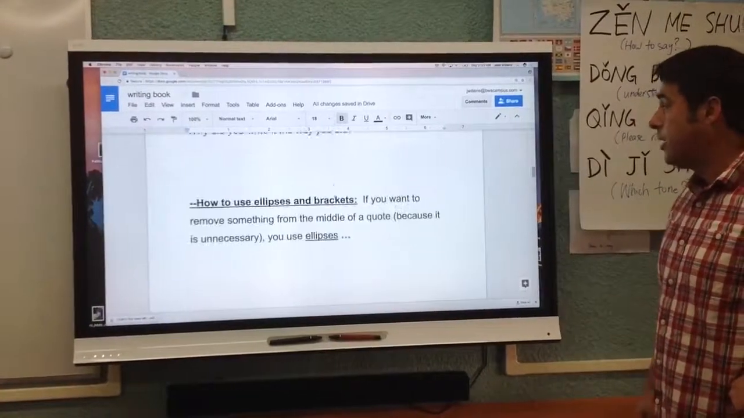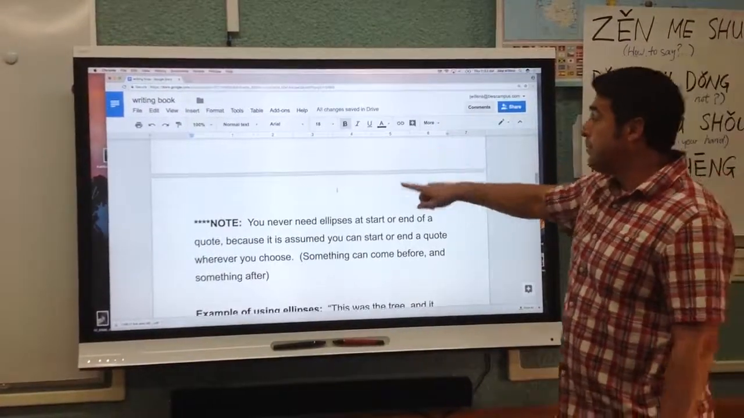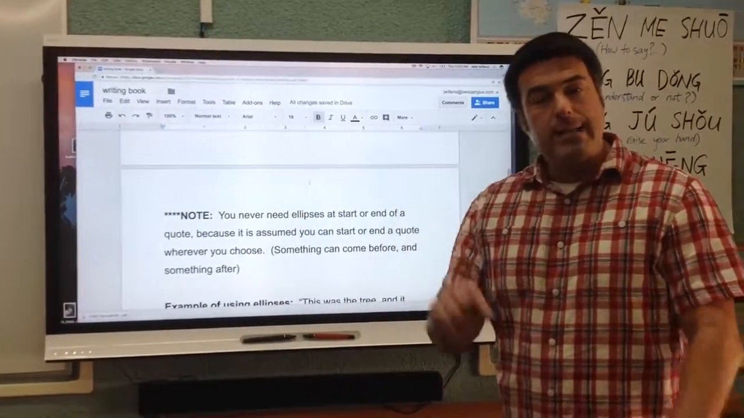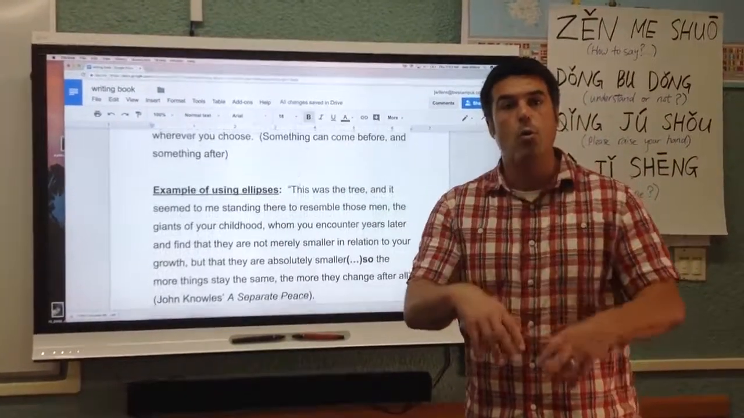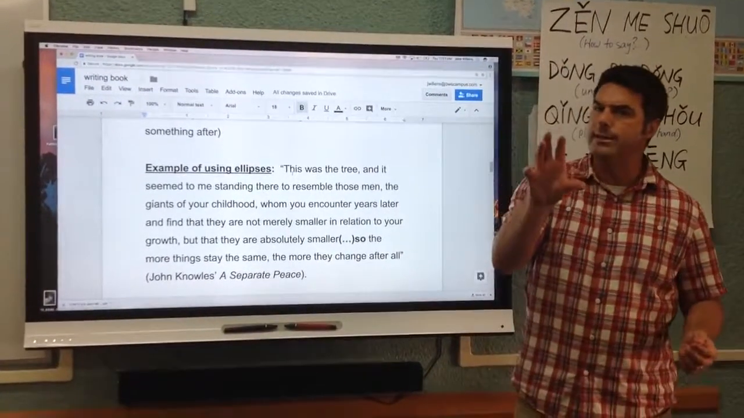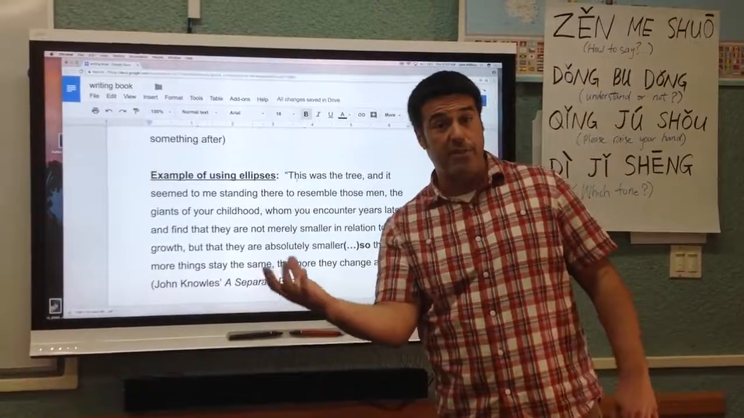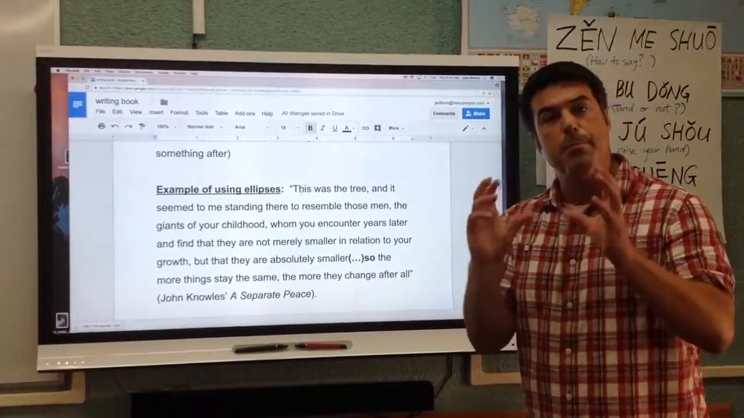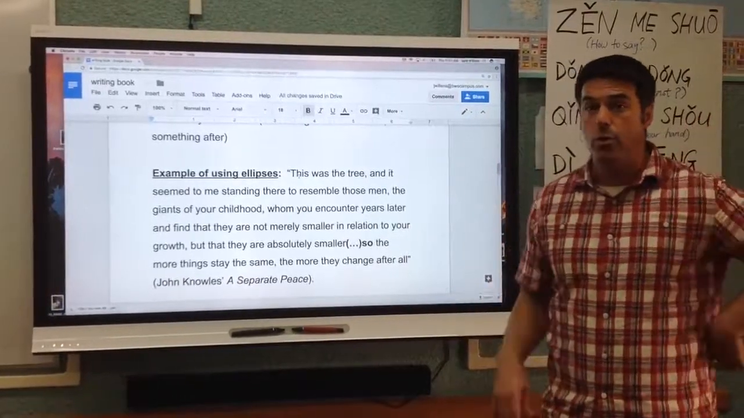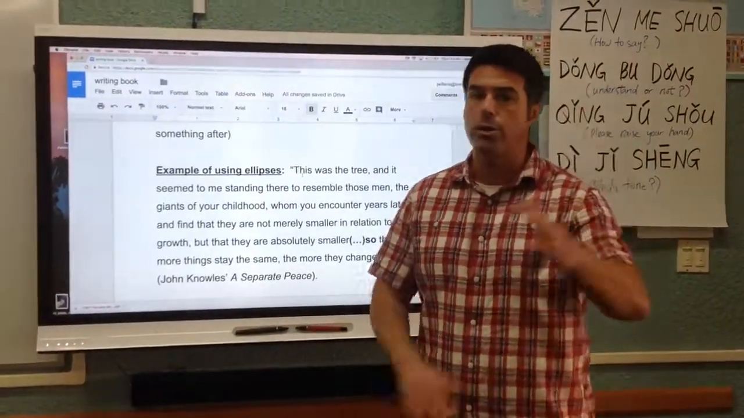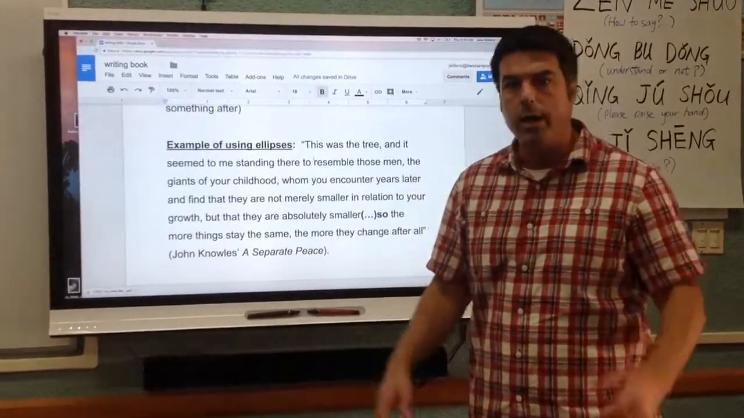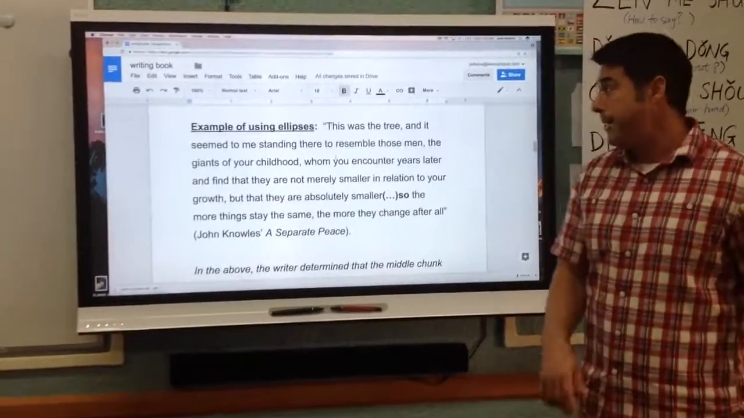Keep going. Next, I'm going to talk about ellipses and brackets. Ellipses are the three dots, and you can use those in the middle of a quote when you want to take something out. So let's say the first sentence is really good, and then there's one sentence that you don't really need, and then the third sentence is good. You can use ellipses in the middle to take it out. You never need ellipses at the start or end of a quote, because it's implied you can start the quote wherever you want, and something could come after. You can end it wherever you want. So the only time you need ellipses is in the middle.